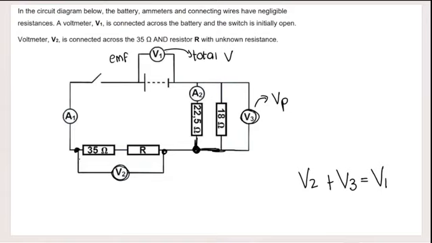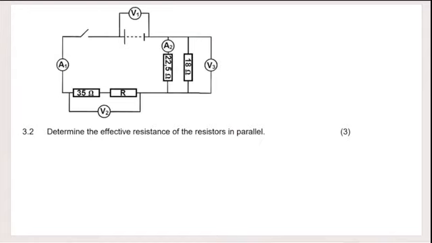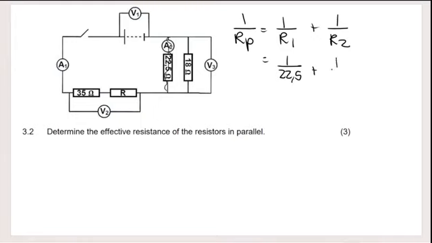And then A1 is total current, and then A2 measures a split current. So let's actually see what questions they have for us today. First question, determine the effective resistance of the resistors in parallel. And then they say they close the switch and they give us a bunch of readings. So let's first do the effective resistance in parallel. So we go 1 over RP equals 1 over R1 plus 1 over R2. R1 is 22,5. It's this branch. Plus R2 is 18.